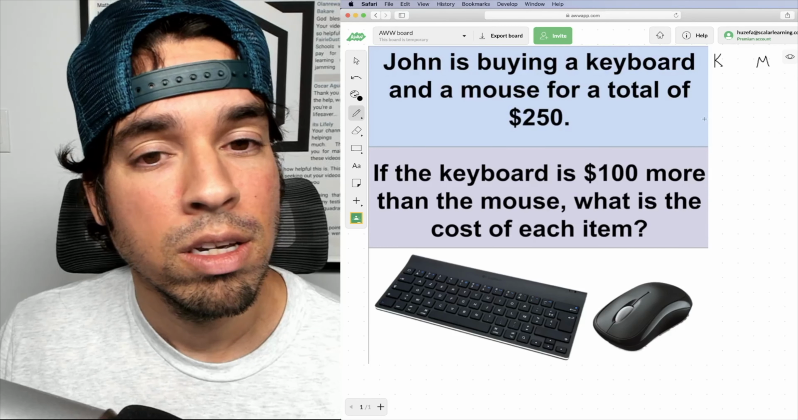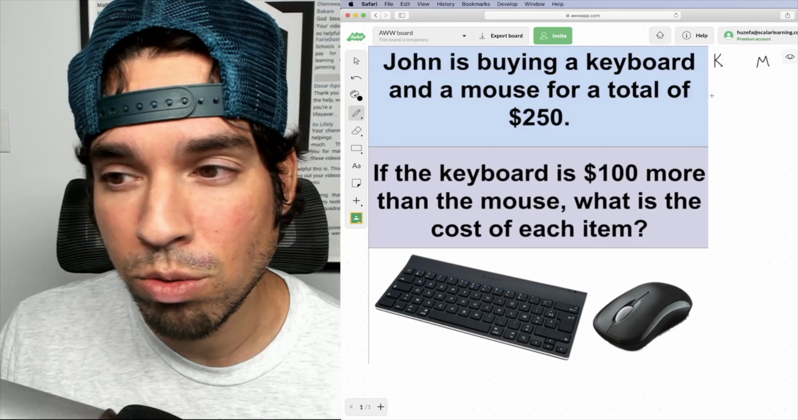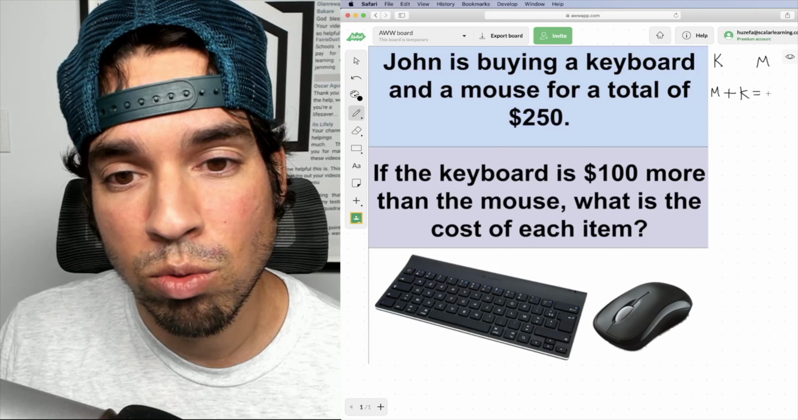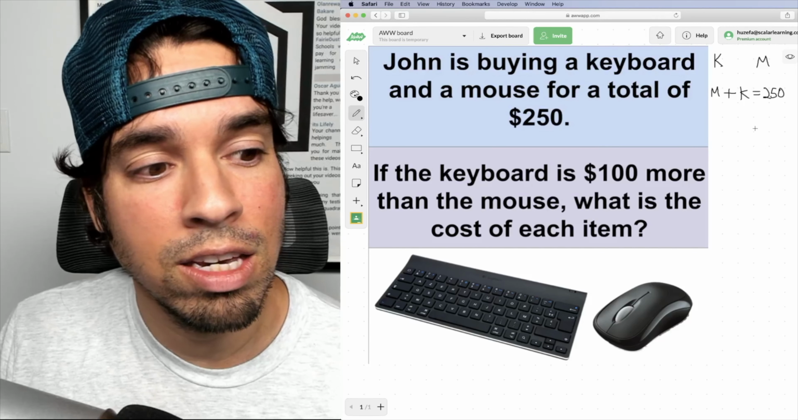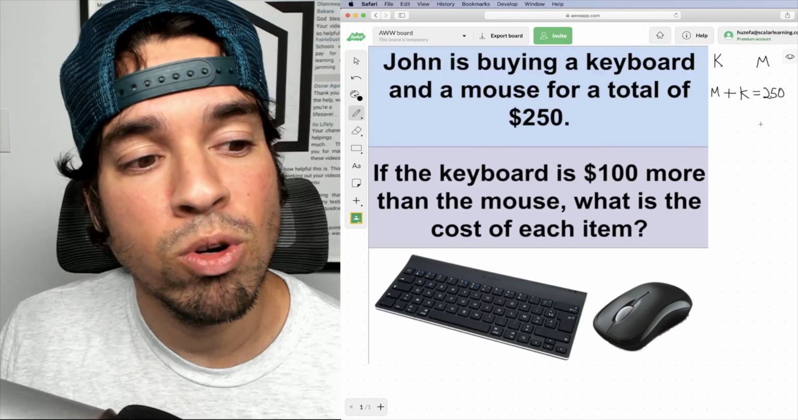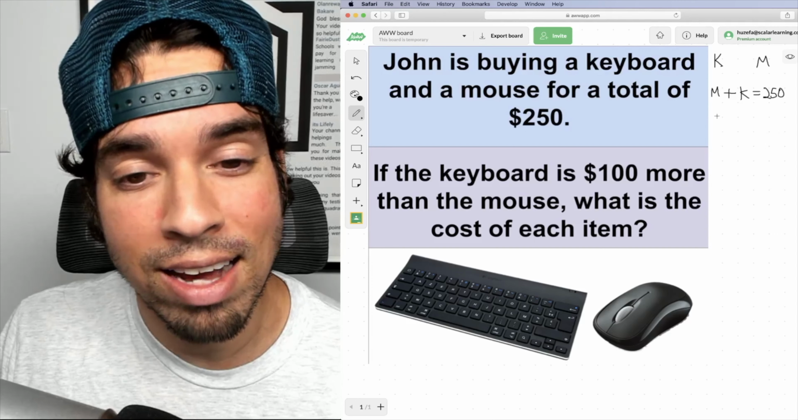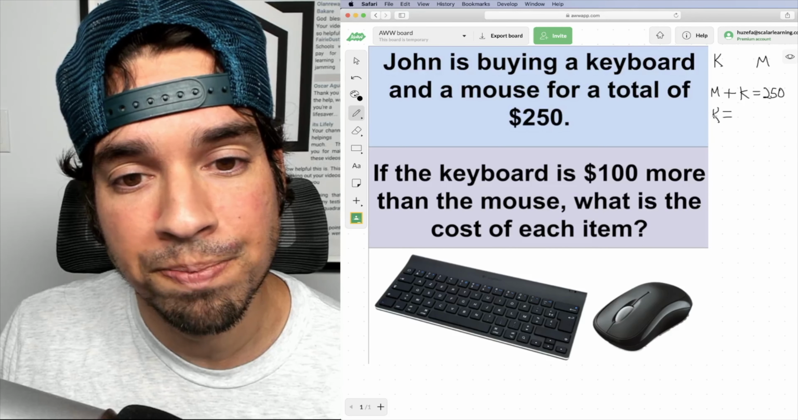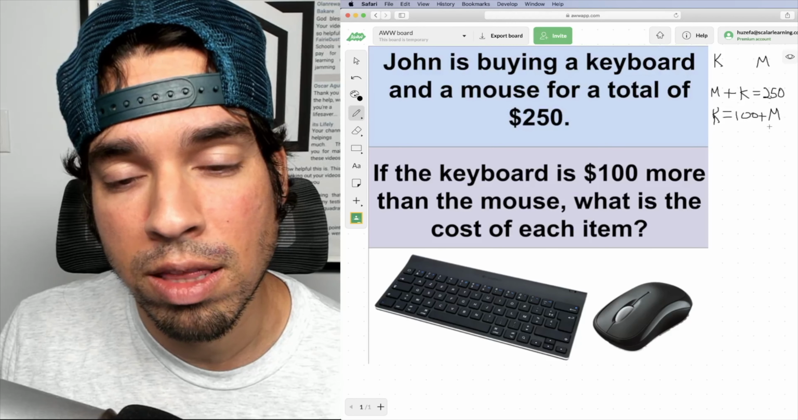First of all, it says the price of the mouse and the keyboard together is $250. So what I'm going to write is literally that: mouse plus keyboard equals $250. Great. Next, it says if the keyboard is $100 more than the mouse. So watch, I'm going to translate this exactly as it's stated. The keyboard is, that's my equal sign, $100 more than the mouse.